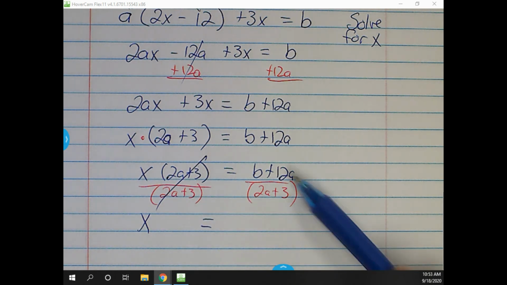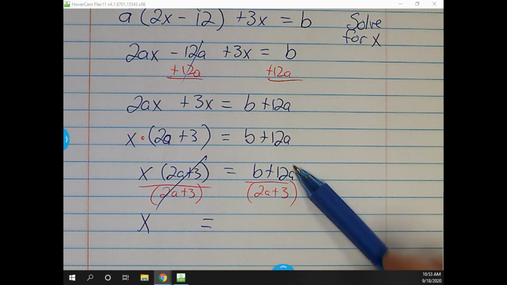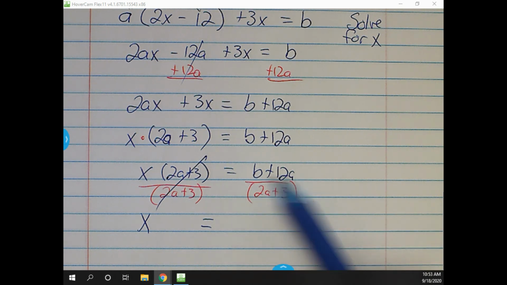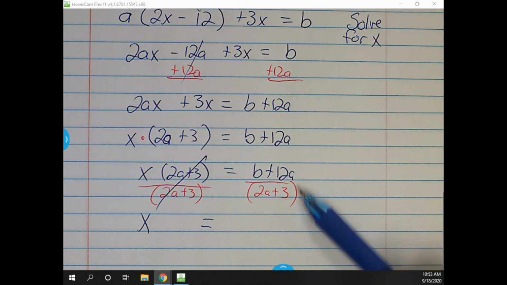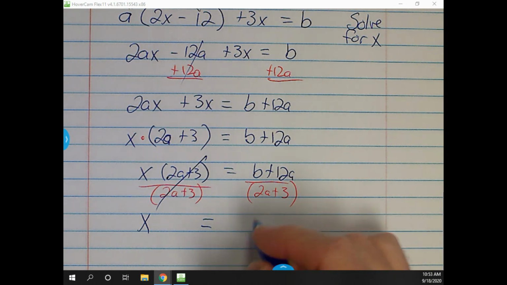And over here, again, these have to be exactly the same. This is 2a plus 3. This is not anywhere close to 2a plus 3. And since this one's in parentheses, the only way to cancel anything is you have to have another 2a plus 3 up here that would cancel. That's totally different, so we're going to leave it just like that.